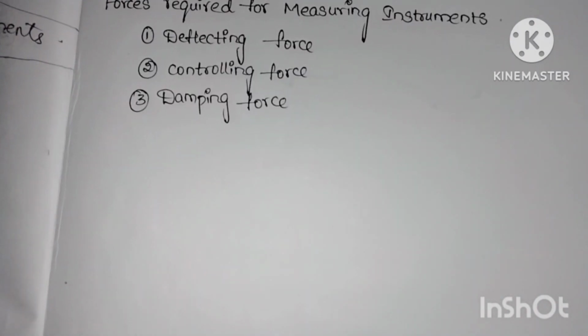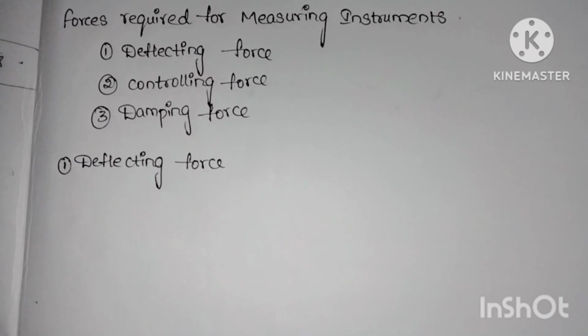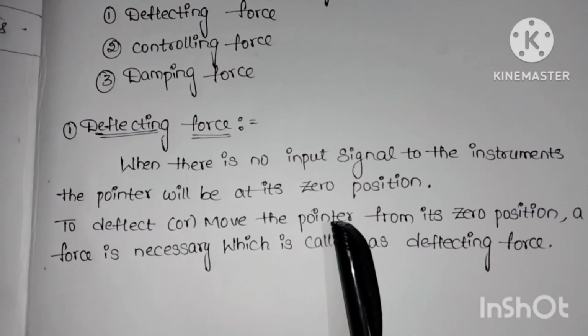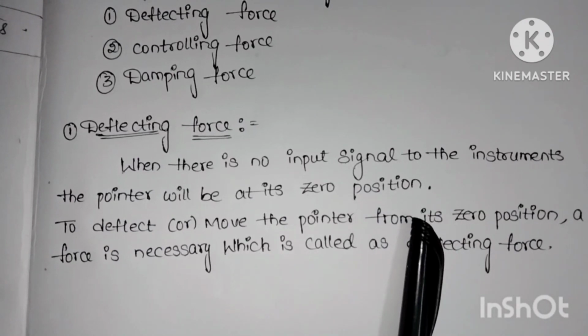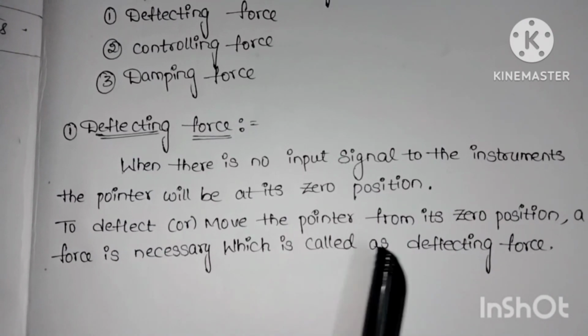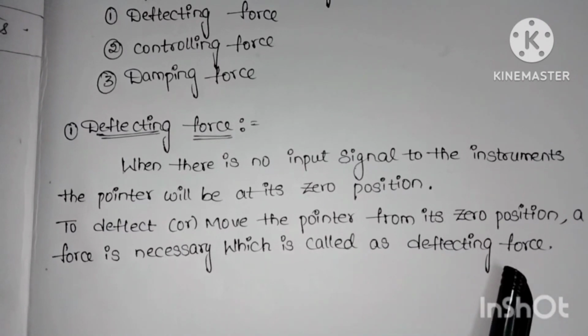There are three forces required: deflecting force, controlling force and damping force. Let us discuss what is deflecting force. When there is no input signal to the instruments, the pointer will be at its zero position. To deflect or move the pointer from its zero position, a force is necessary, which is called deflecting force.